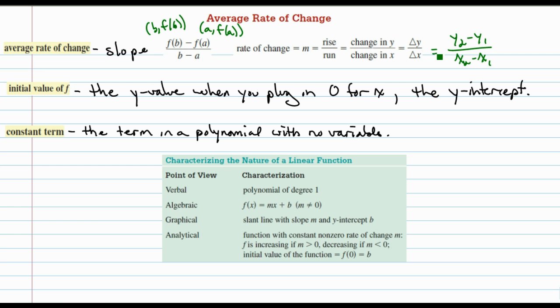Now the initial value of f is the y value when you plug in 0 for x. In other words, the y-intercept, where the graph crosses the y-axis. Initial value where you plug in 0 for x. The constant term is the term in the polynomial with no variable. In other words, when you plug in 0 for x, it's what's left over. It is also the y-intercept.